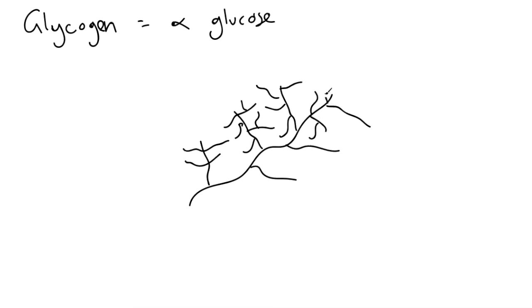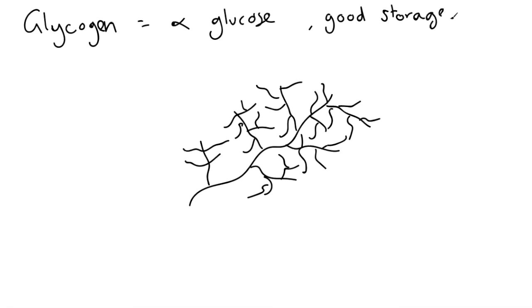So glycogen, all these are little compartments of alpha glucose, but it's much more branched. Which means it's good for storage, because these spaces are filled. But it's also good for quick energy because at the end you can still get your enzyme to take away the glucose molecule.